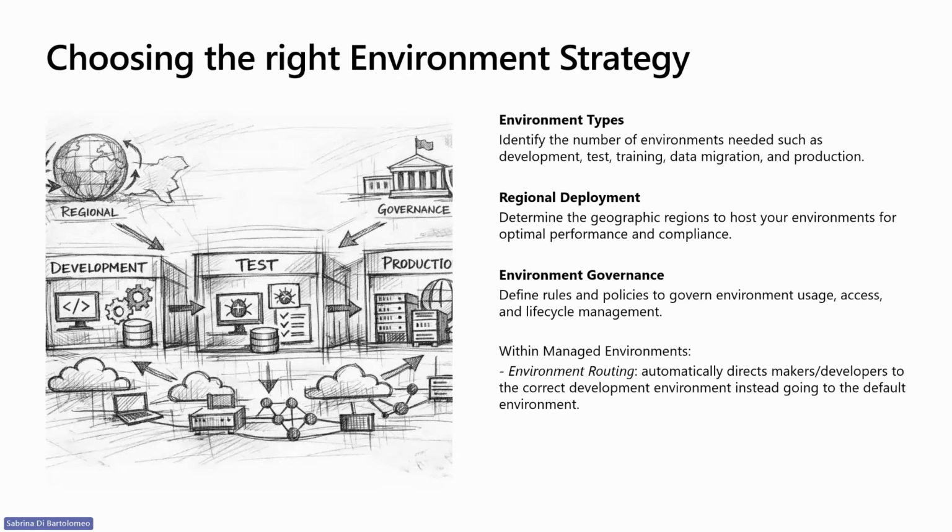Environment governance. Environment governance is about setting clear rules for how Power Platform environments are created, used, and managed. Key questions a Power Platform admin should ask are: who is allowed to create environments? How to automate the creation of environments? How to enforce security? How to monitor usage and costs?